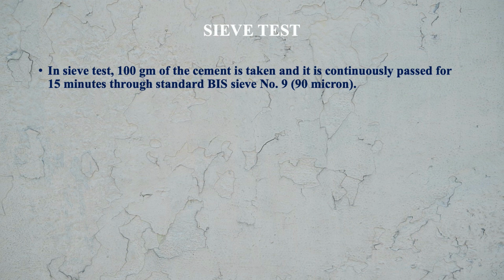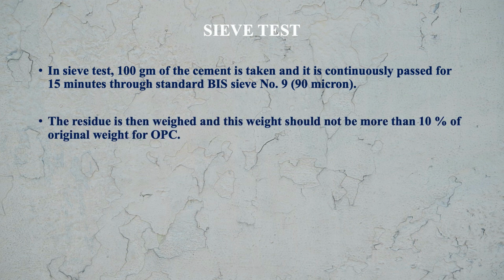In sieve test what we do basically, we take 100 gram of the cement and it is continuously passed for 15 minutes through standard BIS sieve number 9, which is basically 90 micron sieve. Then the residue is weighed, and this weight should not be more than 10% of the original weight of the ordinary Portland cement. So this is the requirement of the code.